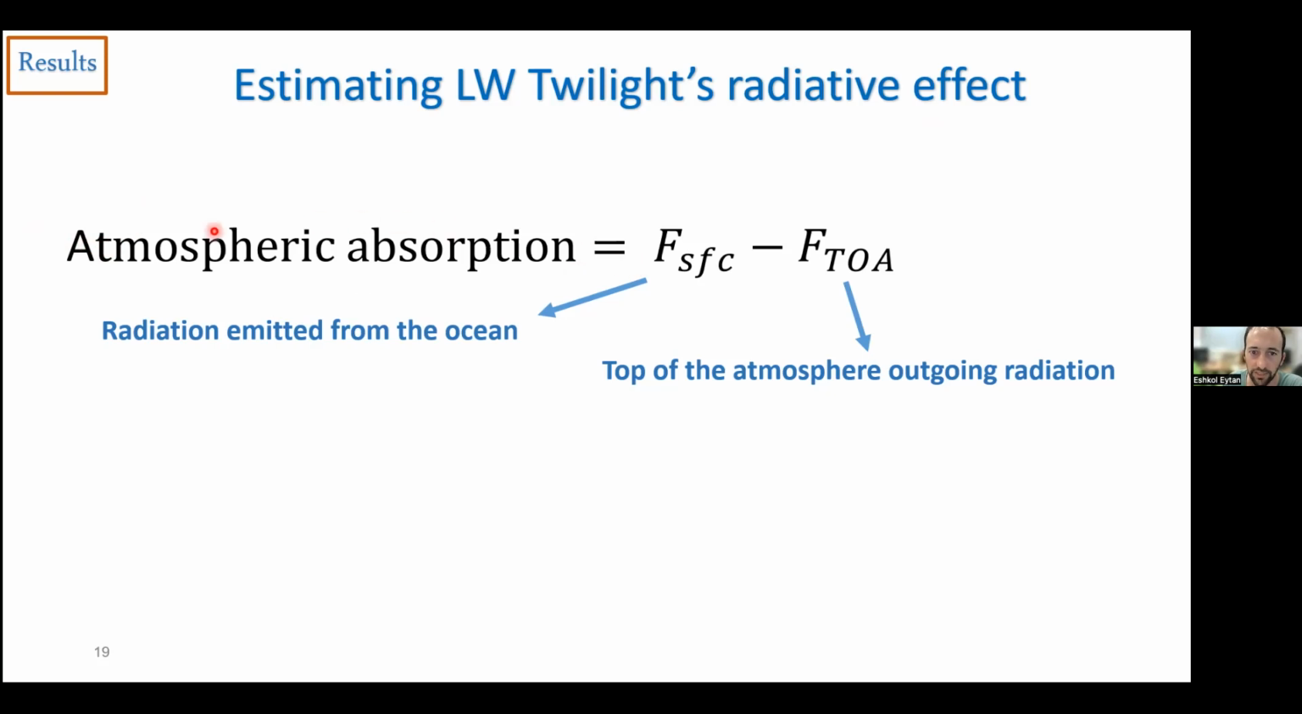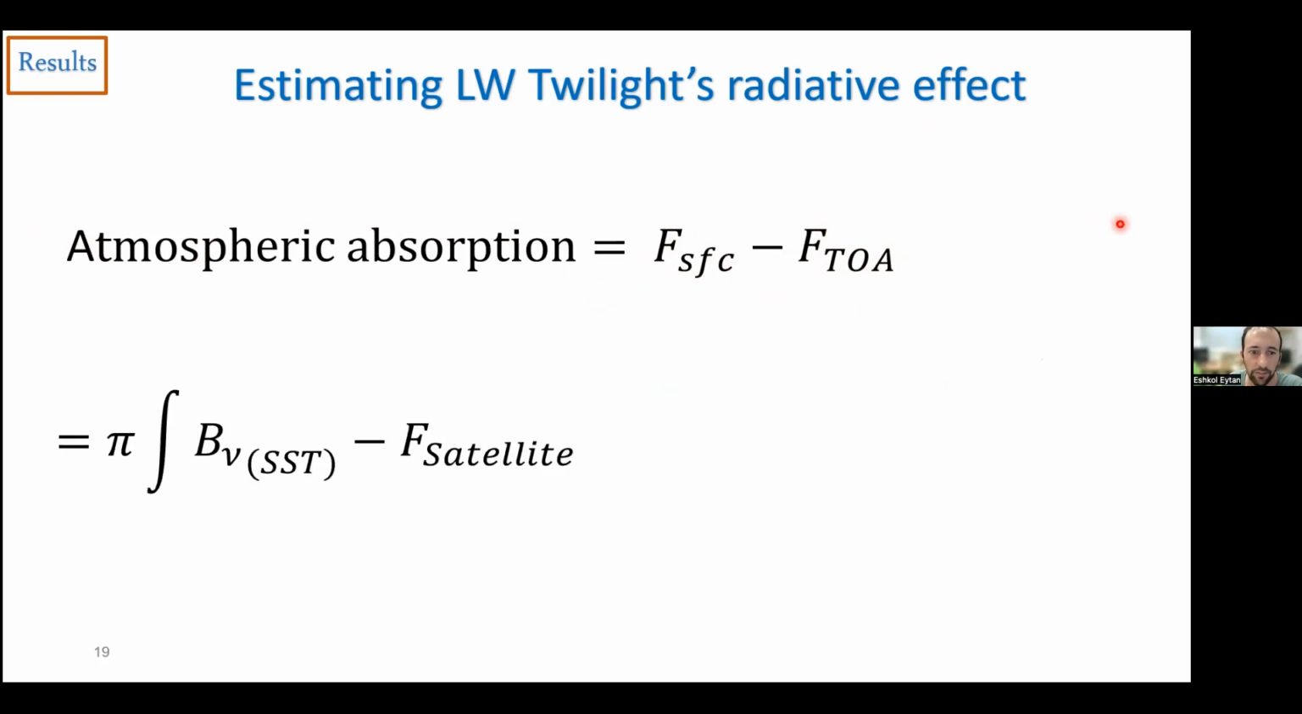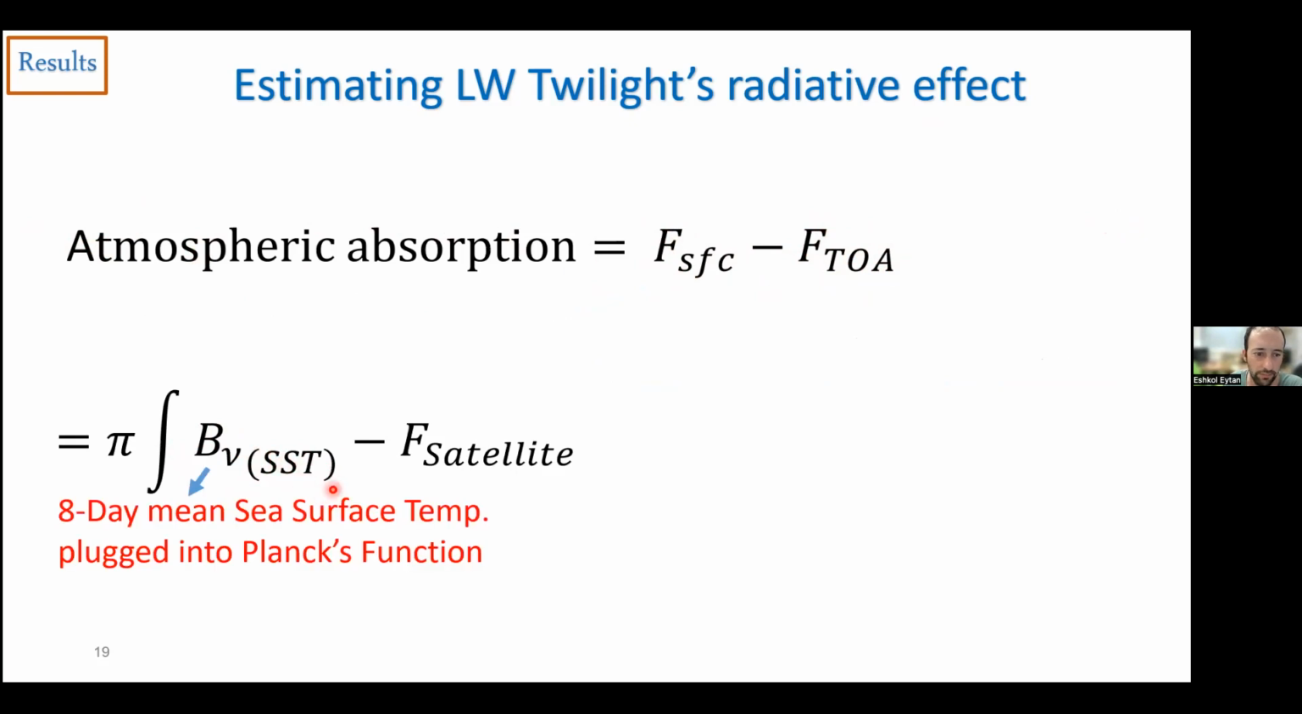And if this estimation is correct, the difference between the fluxes emitted from the surface minus the fluxes going out from the top of the atmosphere will be the amount of energy and radiation that is absorbed by the atmospheric column. So the surface fluxes were estimated using the Planck function and using the MODIS SST product as the temperature that is plugged into the Planck function. For this, we took the 8-day mean SST temperature.